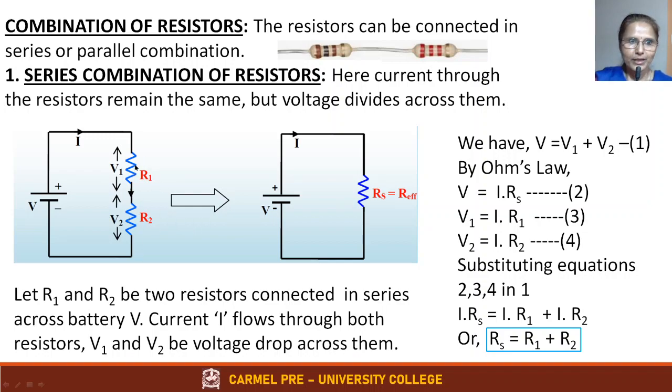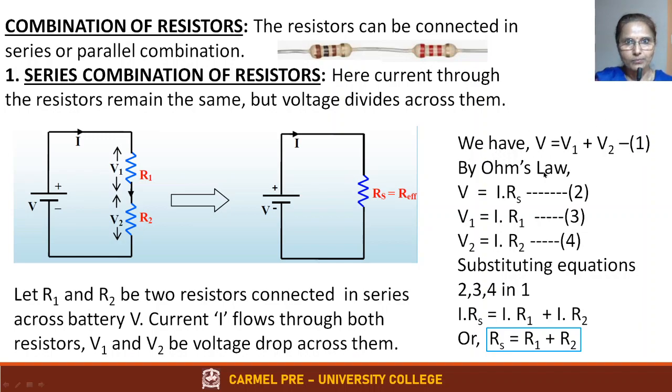Now these two can be represented by a single resistance. That is what we are trying to figure out. It is called RS, series resistance or effective resistance. And the voltage, the potential difference, is represented as it is. So how to derive the expression for this? Now the total voltage we know is equal to V1 plus V2. Total voltage is what is divided, right? So V is equal to V1 plus V2. That is our first equation.